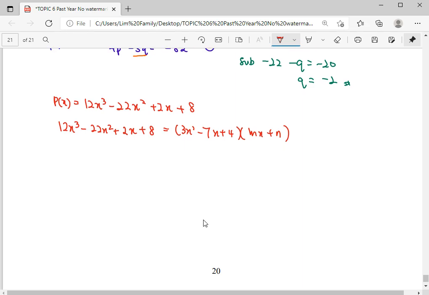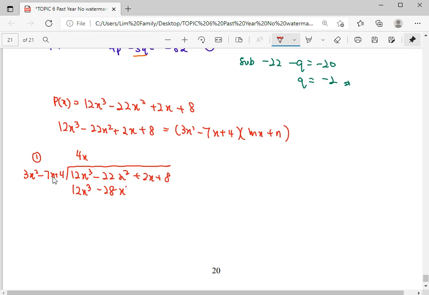Okay, so I'll show you the first method, where we divide it. We do the long division, and then divide by this quadratic factor in order to find out what the other factor is. So we get 4x here. 4x times 3x squared gets 12x cubed. Then 4x times this, negative 28x squared. Then 4x times 4, 16x.